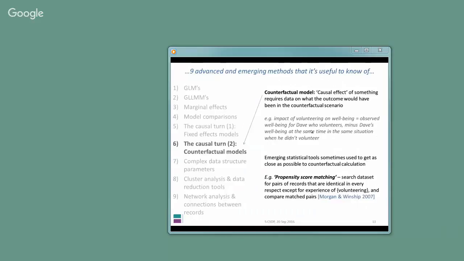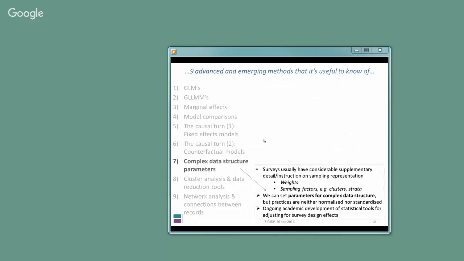So causal analysis, whether through the fixed effects model or through counterfactual models, is something I would characterize as an advanced and emerging method of analysis. Three further brief points to make about advanced and emerging methods of analysis that make use of lots of explanatory variables. Complex surveys. Social surveys which have a lot of data in them, with lots of explanatory variables, are invariably also complicated in other ways. They typically use a sampling design that isn't a simple random sample. They also have differential response rates that mean they're not simple random samples for those reasons as well.